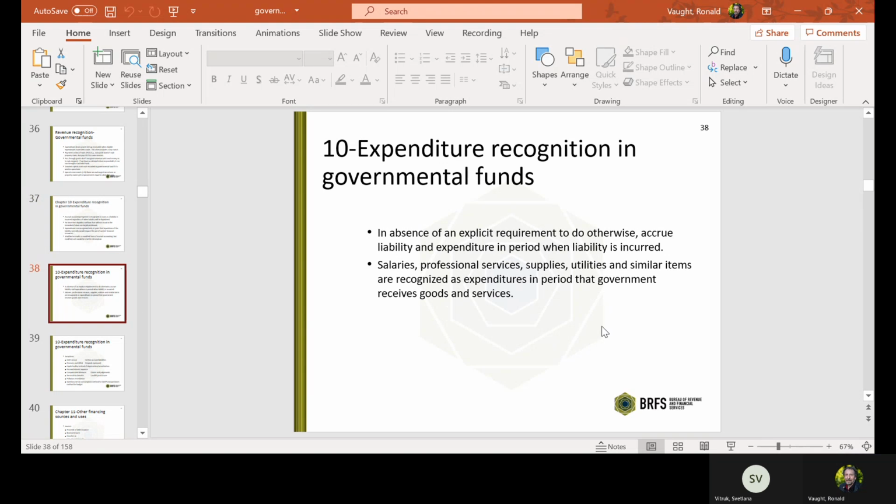Expenditure recognition. In the absence of an explicit requirement to do otherwise, accrue liability and expenditure in the period when the liability is incurred. So salaries, professional services, supplies, utilities, and similar items are recognized as expenditures in the period that the government receives the goods and services. So that's pretty much what we're accruing at June 30th. What ends up in our accruals for payables at June 30th is anything that's basically in the AP system and in the process of being paid.